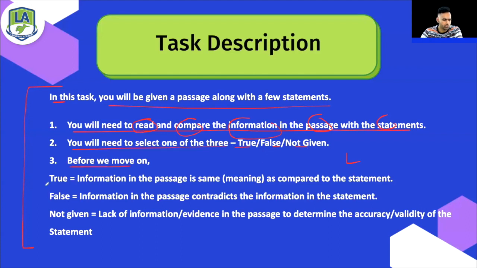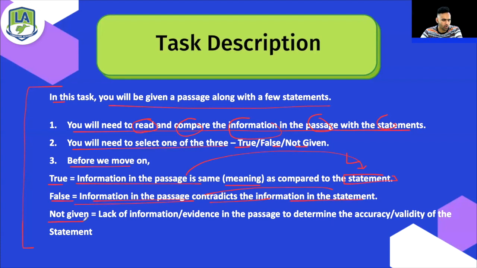Before we move on, what is true? True means whatever information is there in the statement. I'm not talking about the words, I'm talking about the information, the meaning. So the information in the passage is the same as compared with the statement. False means information in the passage is opposite or is different or is incorrect as compared with the statement, or the passage is contradicting the statement.